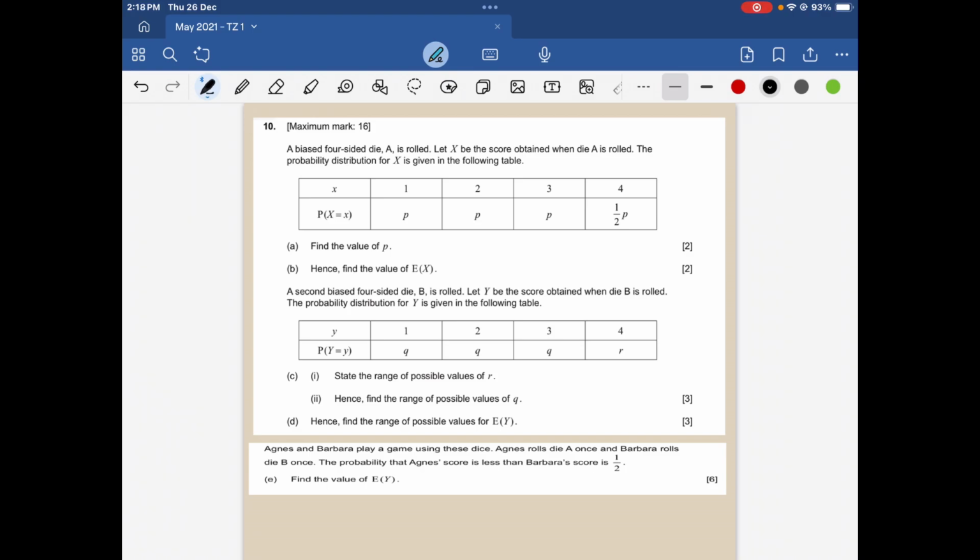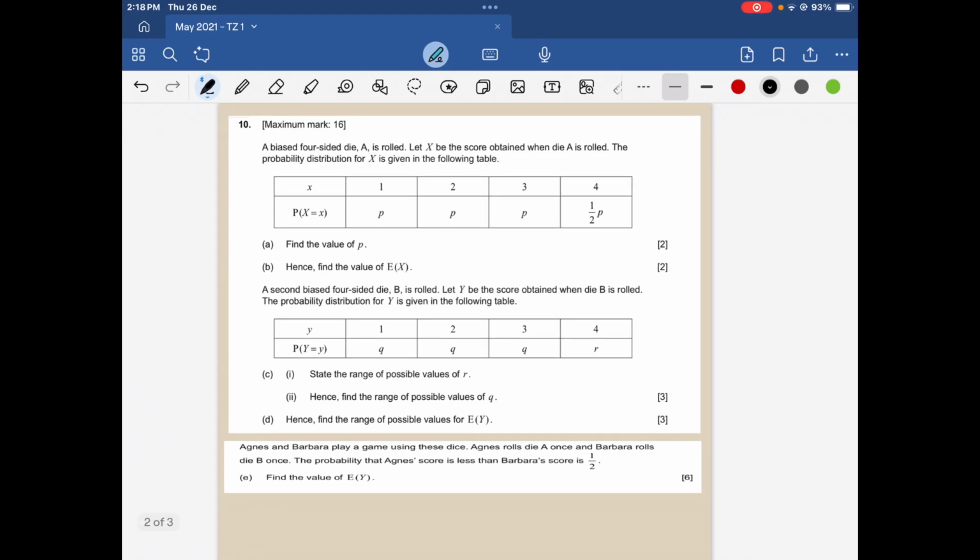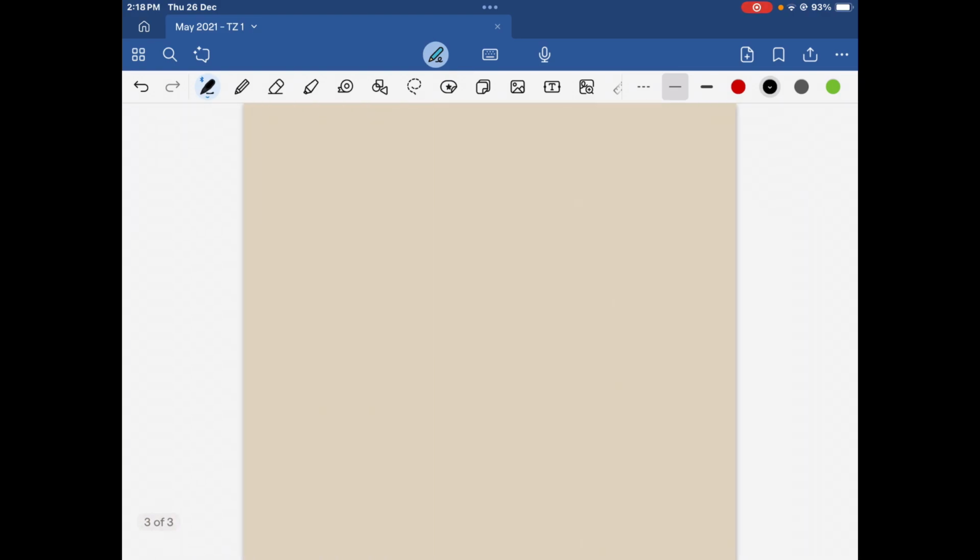Part A is find the value of P. It's a 2 marker question. As you can see, the total probability is always 1. So using that concept, let us try to solve. It is P plus P plus P plus P by 2, so 3P plus P by 2 must be equal to 1, as total probability is 1. Solve this, it will give you 6P plus P by 2, which is 7P by 2, equal to 1, and this will give me P is equal to 2 by 7. So this was part A, a 2 marker question.